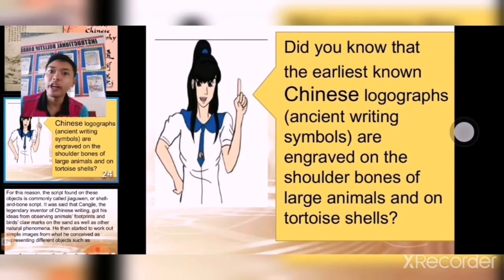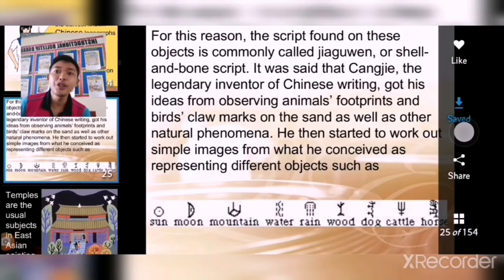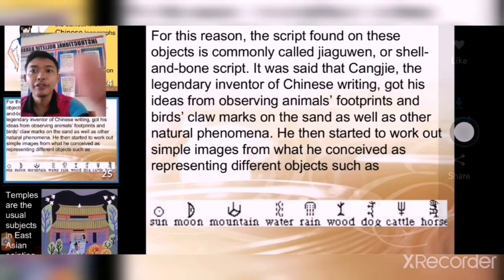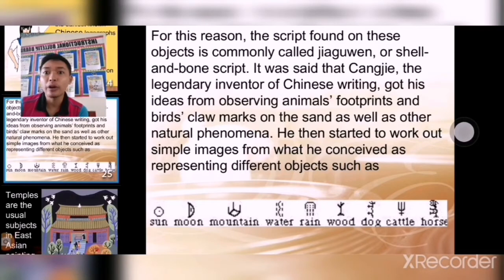Did you know that the earliest known Chinese logographs, or ancient writing symbols, are engraved on the shoulder bones of large animals and on tortoise shells? I bet you didn't know. For this reason, the script found on these objects is commonly called Jiaguwen, or shell and bone script.